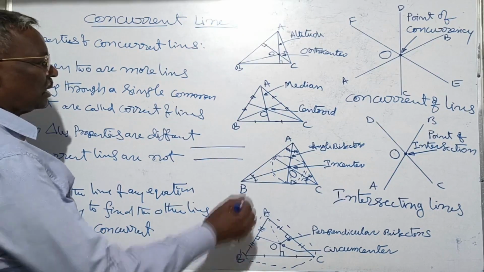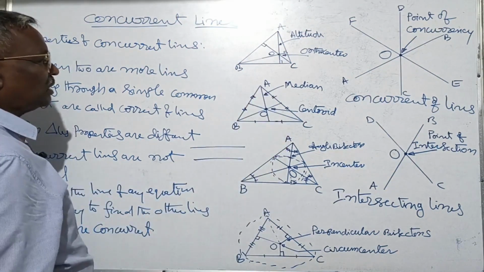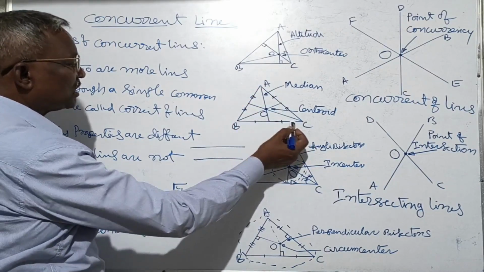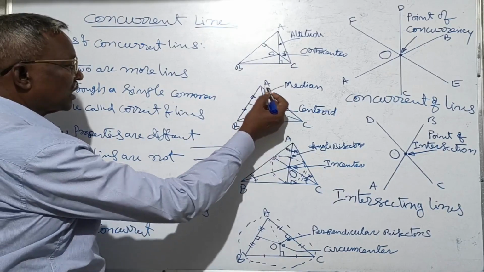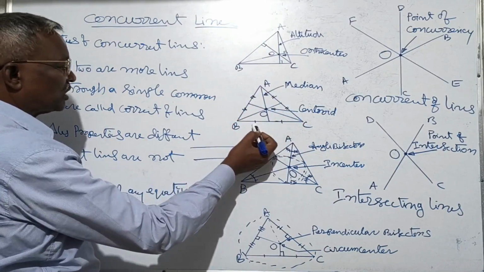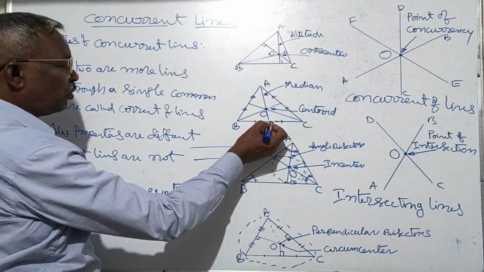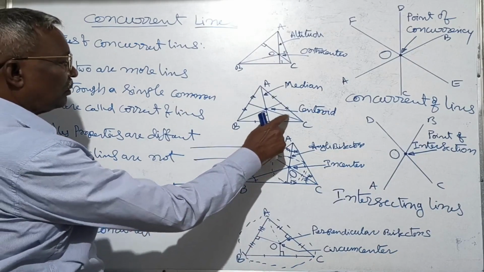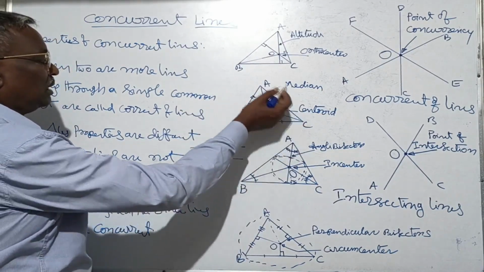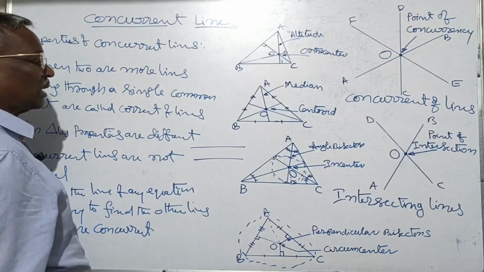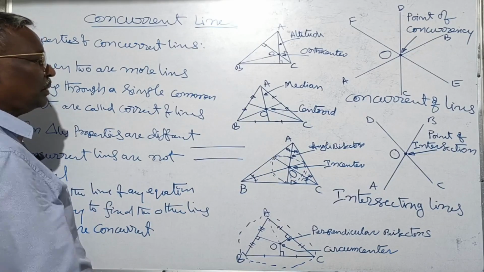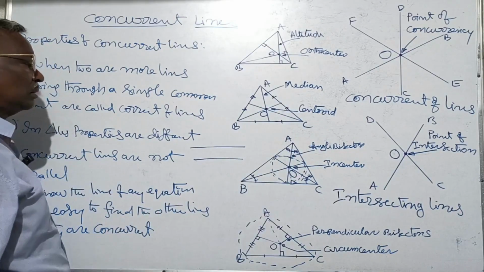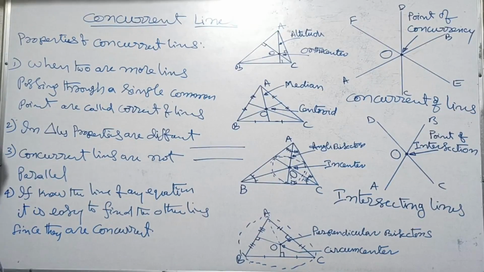Next, median. Median means from a vertex to bisect the opposite side. From the vertex, this point is the midpoint of the opposite side. That means this is half of the side. In a triangle, medians are concurrent. That concurrent point is called the centroid.